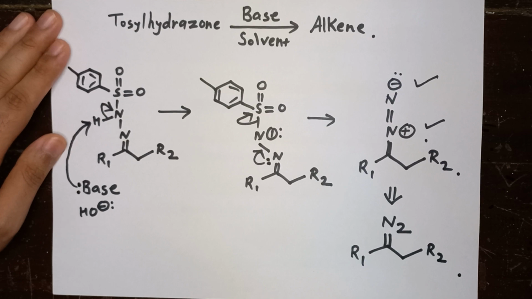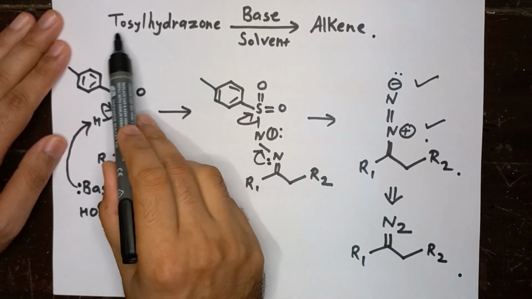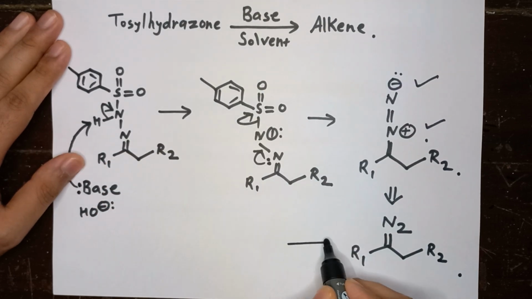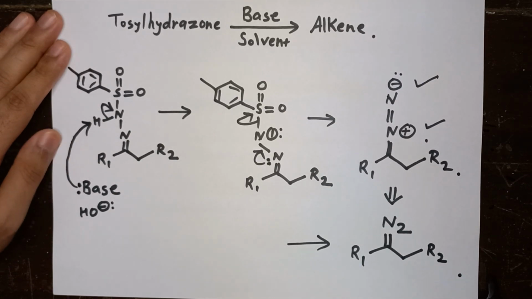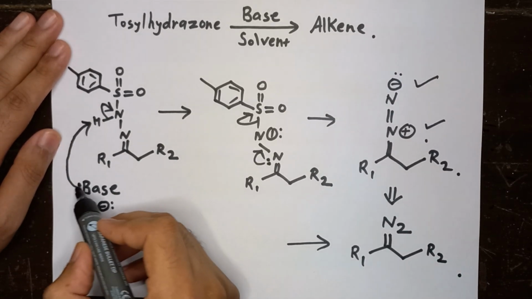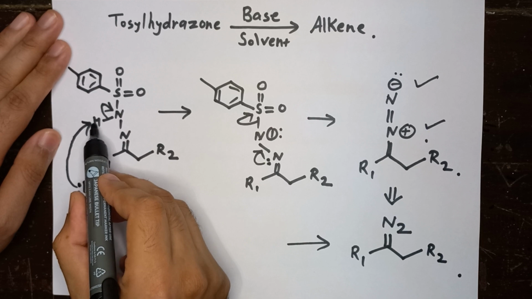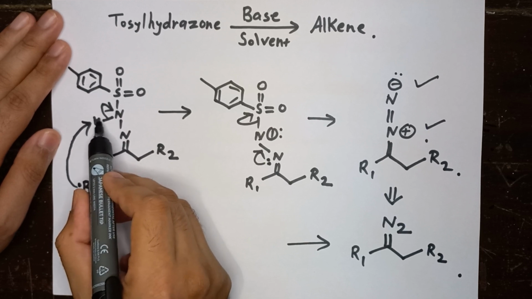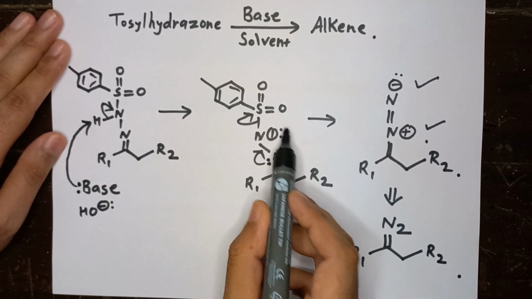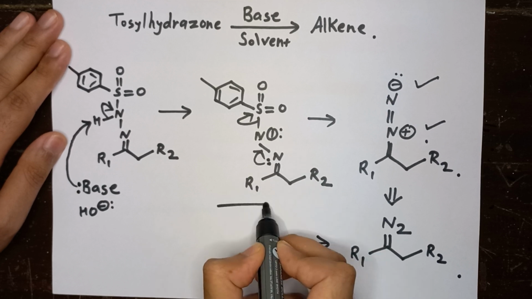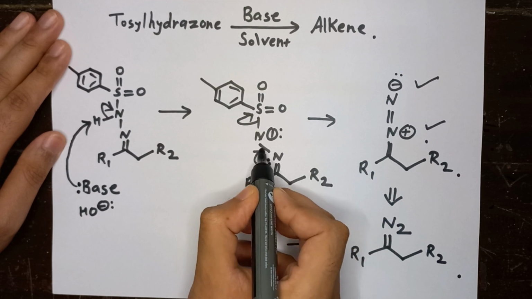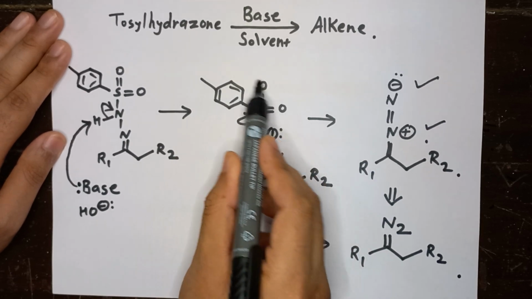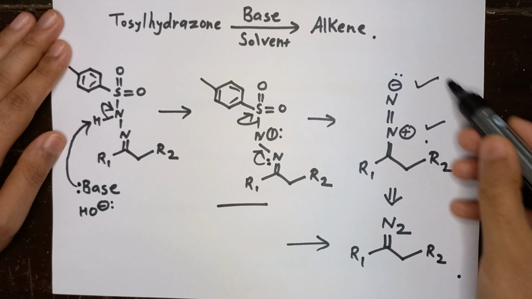So this is the first step, where when we react tosyl hydrazone with a base, we get this molecule, a kind of diazomethane type of molecule. So in the first step, the base is going to grab the proton from this nitrogen hydrogen. We generate this nitrogen anion. So this is the main step. So this imine nitrogen, using its lone pair, will form a double bond here. This whole tosyl group is going to leave and you generate this particular system.